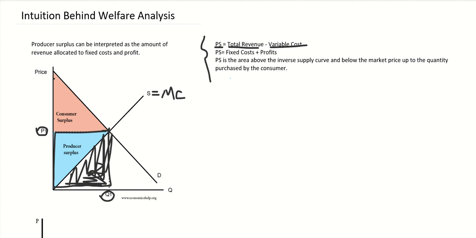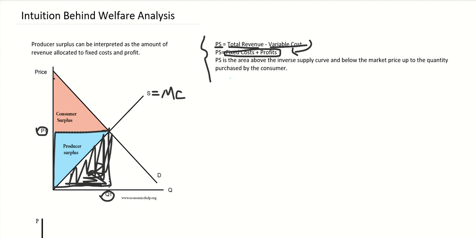Actually, we can simplify that to the equation down here, because total revenue is essentially the fixed costs plus variable costs plus profit. So if we subtract the variable costs from the fixed costs plus variable costs plus profits, we can see that it is equal to the fixed costs plus the profit. So how do we actually understand the producer surplus in terms of fixed costs and profits?